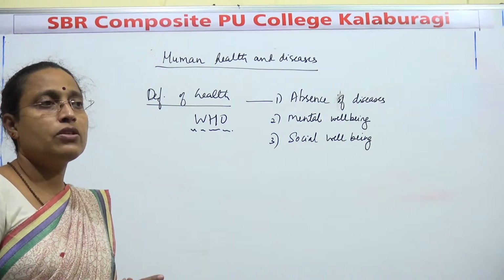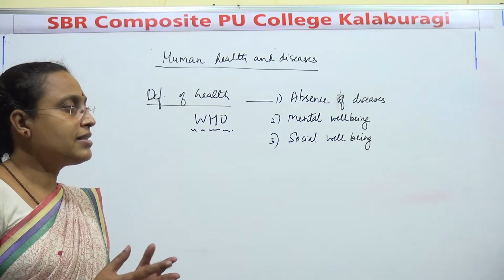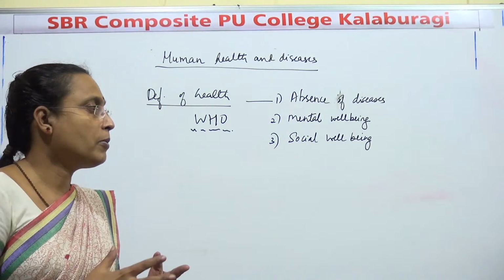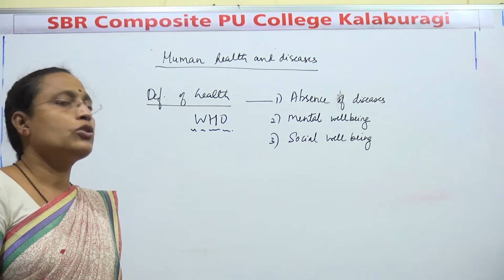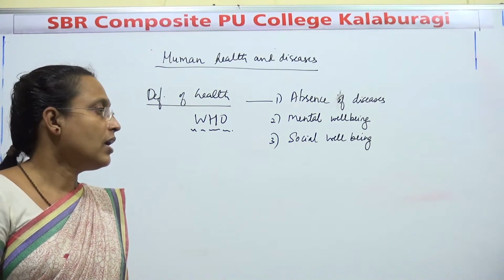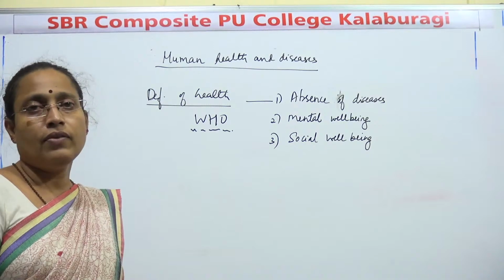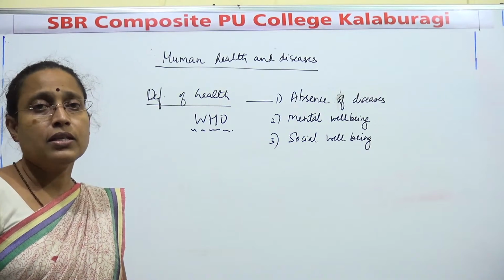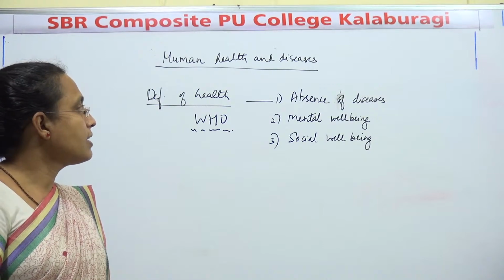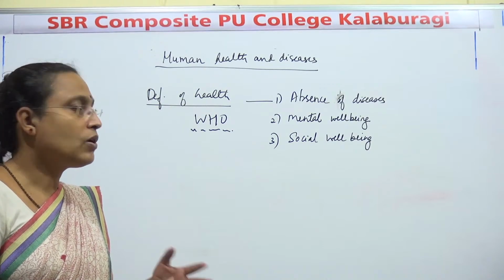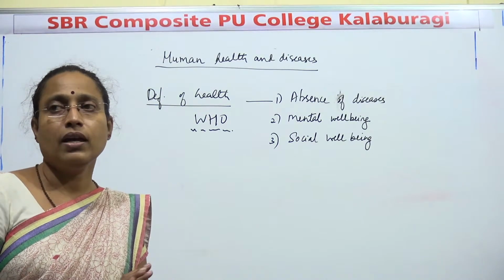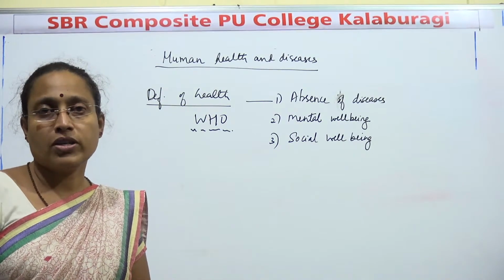Okay, that means not just that diseases are absent, a person should be mentally sound, undisturbed, and he should go well along in society. That is, socially he should be good enough without creating problems for others. I can give some gentle examples like this. So therefore, absence of diseases plus a mentally sound individual, socially not disturbing, not creating problems socially.